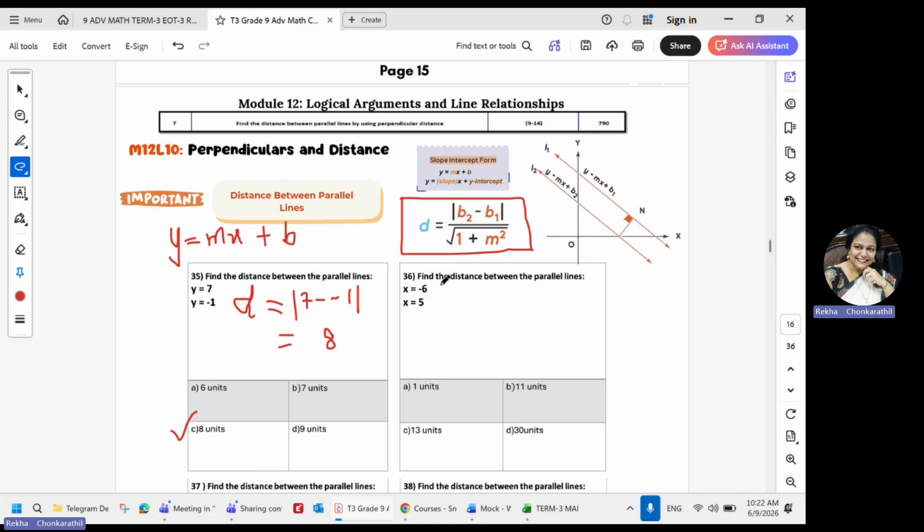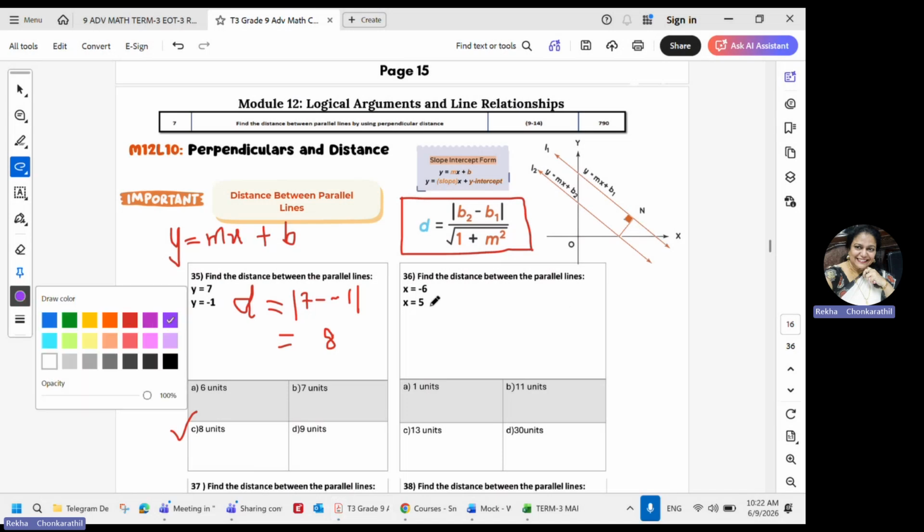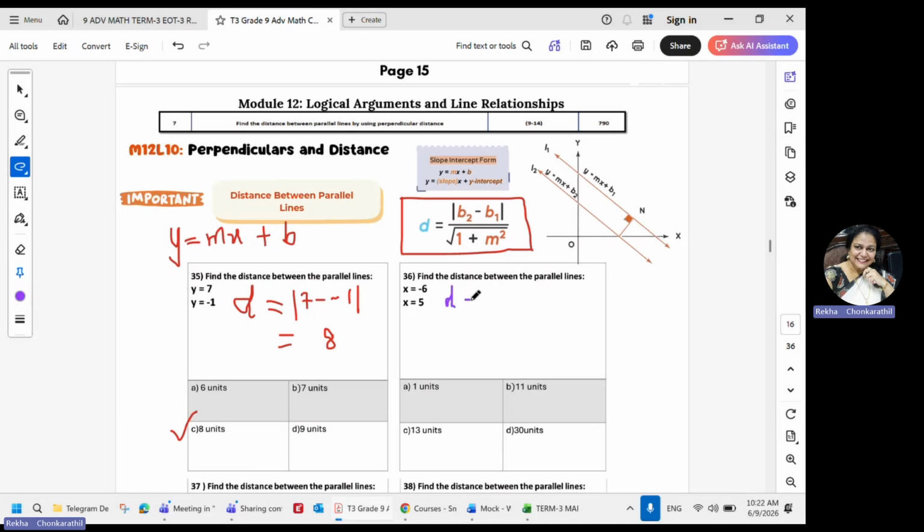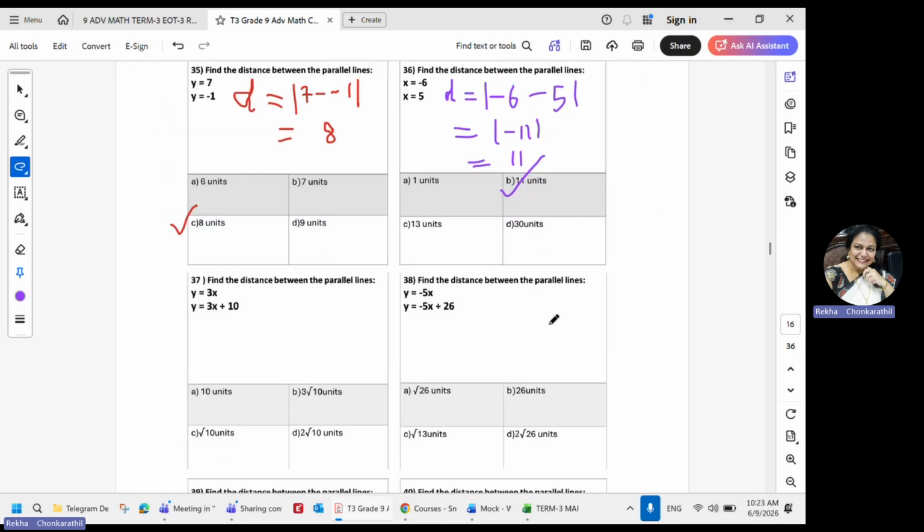Here also you don't have any slope. So here also directly use B1 minus B2. So distance equal absolute value. If I use minus 6 first, minus 6 minus 5. You know it is minus 11, but because it is absolute, the minus will always come as positive. It's like this, minus 11, which will come out as positive 11. So 11 units is your correct answer.